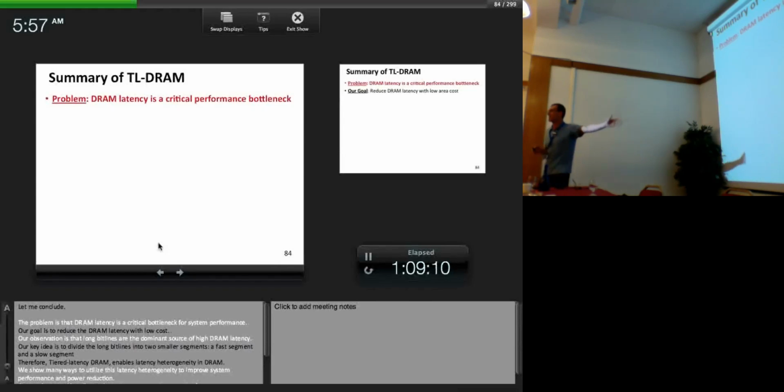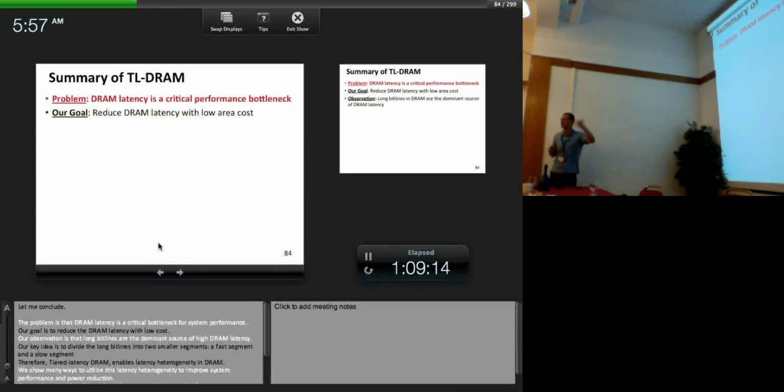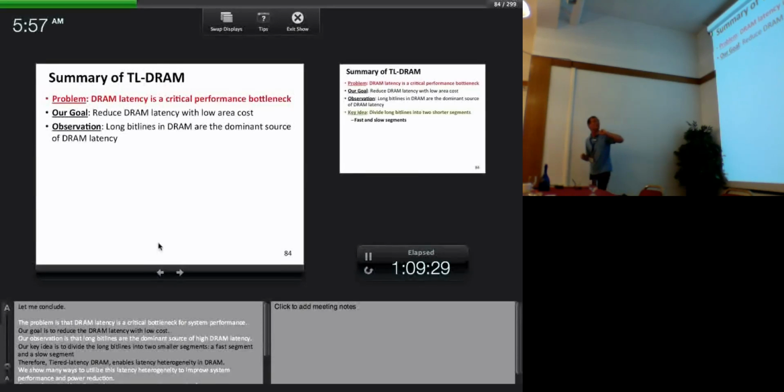Okay, maybe I'll summarize and take some questions. And it looks like we're going to be out of time, so I'll cover the rest in the next lecture and then cover hybrid memory systems. Basically, we looked at the DRAM latency problem. It's a tough problem, in my opinion. Another good area to focus on if you're interested in looking for areas. Our goal was to reduce DRAM latency with low area cost.